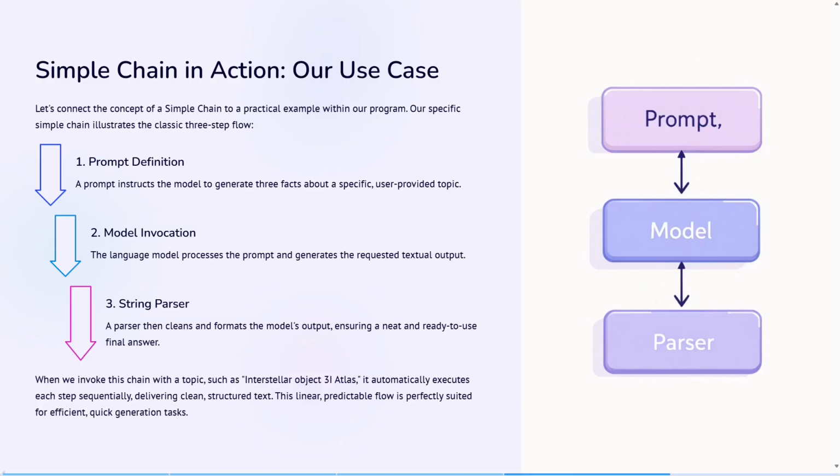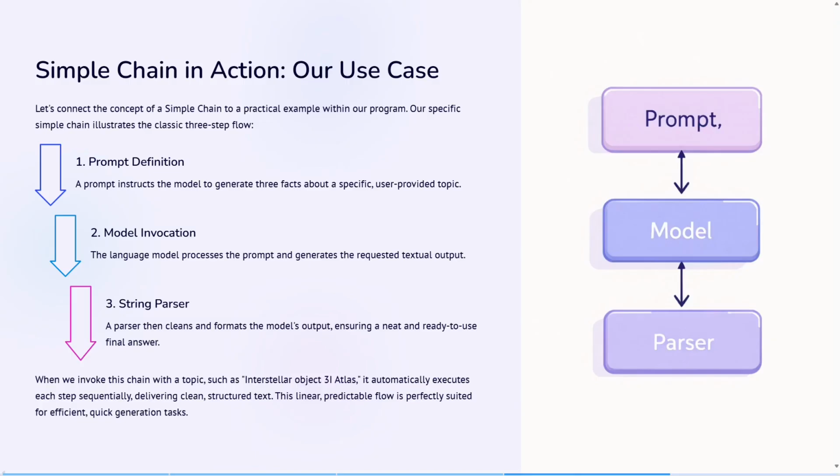First, a prompt will ask the model to generate 3 facts about a user-provided topic. Then, a model call will process the prompt and generate the text. And then finally, a string parser will clean the output and give us a nice final answer. So these 3 components will be connected in a single linear chain.